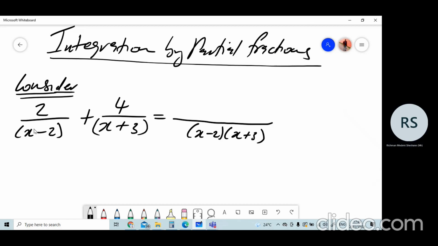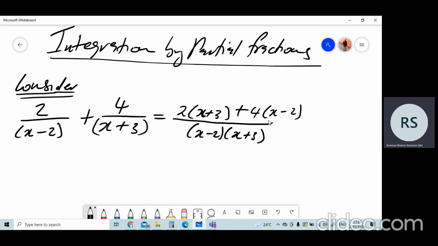Then x minus 2 goes into x minus 2 times x minus 2, they will cancel, so it would be x plus 3 times 2, so 2 times x plus 3. And for the second term, this goes through here, it will cancel x plus 3 and you're left with x minus 2 times 4, so 4 times x minus 2. That's how you add fractions.